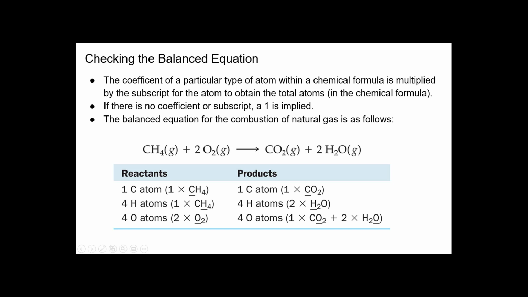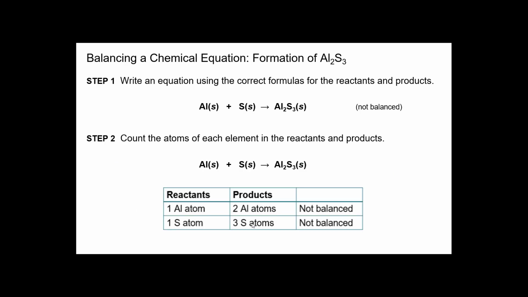So between these two, we have to have 4. So here we have 2, and here we multiply this as well. That's 2. So we have 4 O atoms on this side. And that gives us our total of 4. So we balance this out. Now let's do a problem.